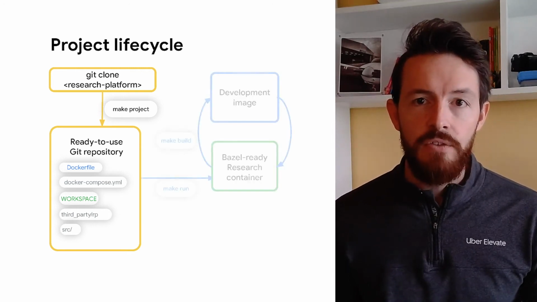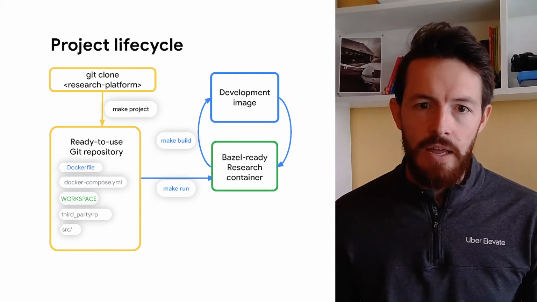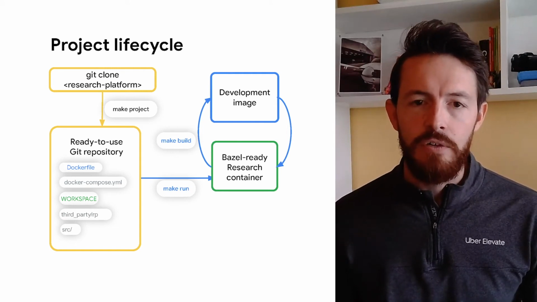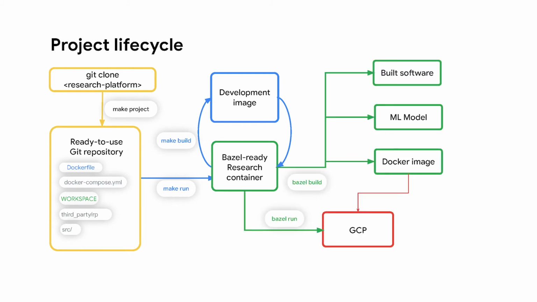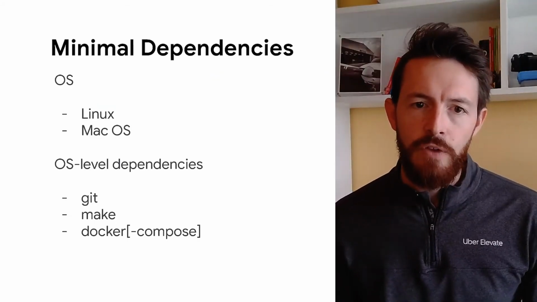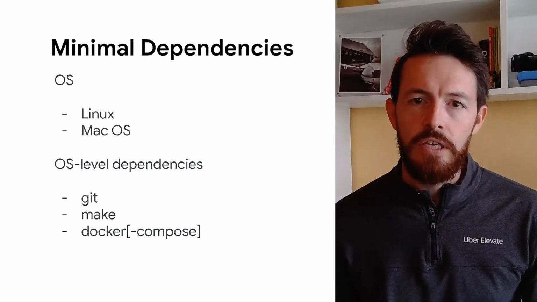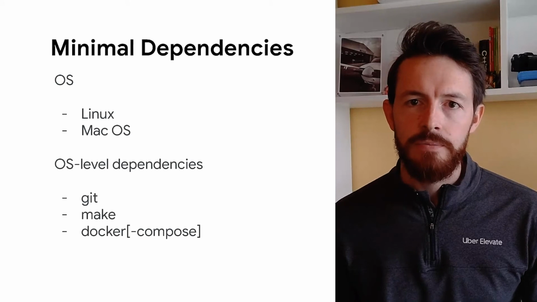As soon as you have that, you use make run, and it will build the development image and get you inside of a Bazel-ready research container. So now you can use bazel build and bazel run to build your research software, machine learning models, and to interact with GCP. The dependencies you need to run it are fairly straightforward. You need Git, Make, and Docker, and this runs on Linux and macOS.